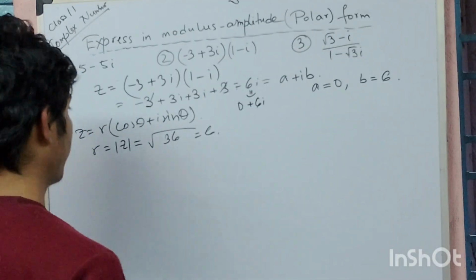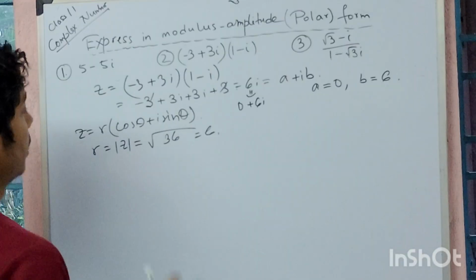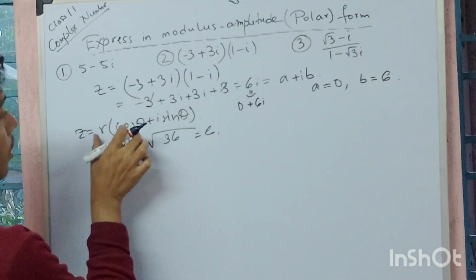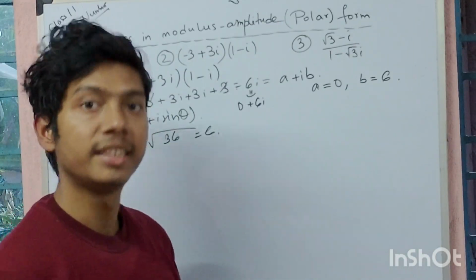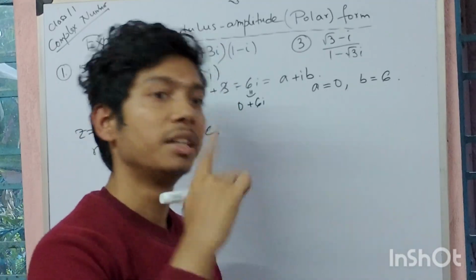Now you need to find out the angle. Look at this carefully. I have told you that a equals r cos theta and b equals r sin theta. Just remember it.